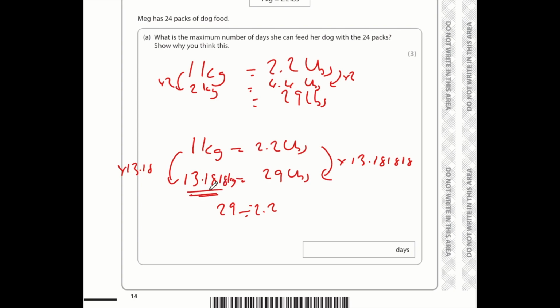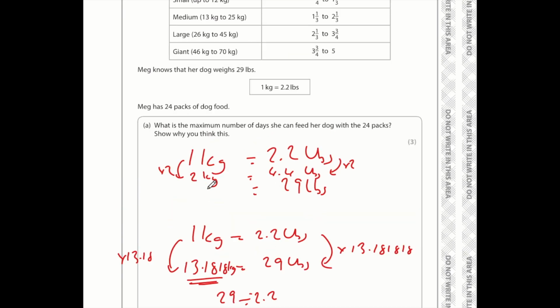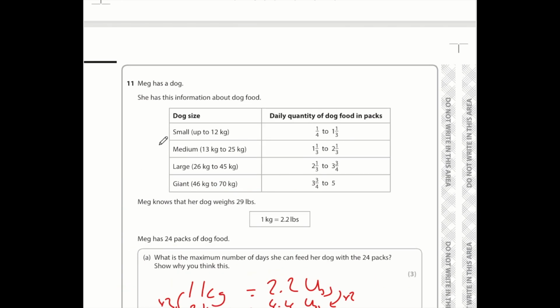So it doesn't really matter the exact value. We know it's just above 13. So if it's just above 13, it is therefore a medium dog. So it needs to be fed 1 1/3 to 2 1/3 packs of food.